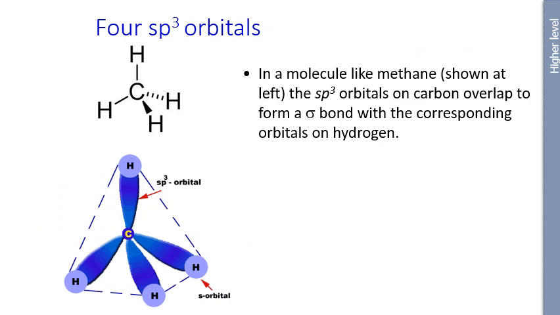And you then have the final example, which is your 4 sp3 orbitals around the carbon. So in a molecule like methane, which is shown on the left, the sp3 orbitals on the carbon, okay, this guy here, overlap to form sigma bonds with the corresponding s orbitals of hydrogen. Okay, and that's the tetrahedral shape of an sp3 orbital.